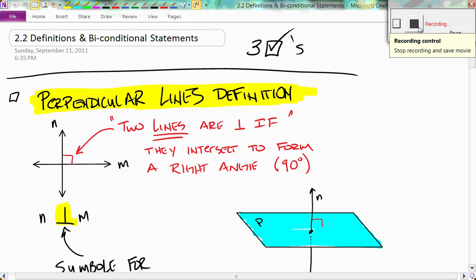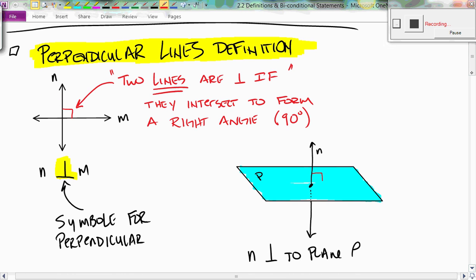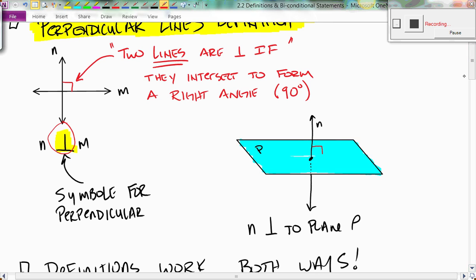Okay, so in geometry today, we're covering section 2.2, definitions of biconditional statements. The first thing we talked about was the definition of a perpendicular line. So two lines are perpendicular if they form a right angle. You can see that by the little tiny black two lines here with the red square to indicate those lines are perpendicular. The symbol for perpendicular is right here. It is the upside down T. So line N is perpendicular to line M.